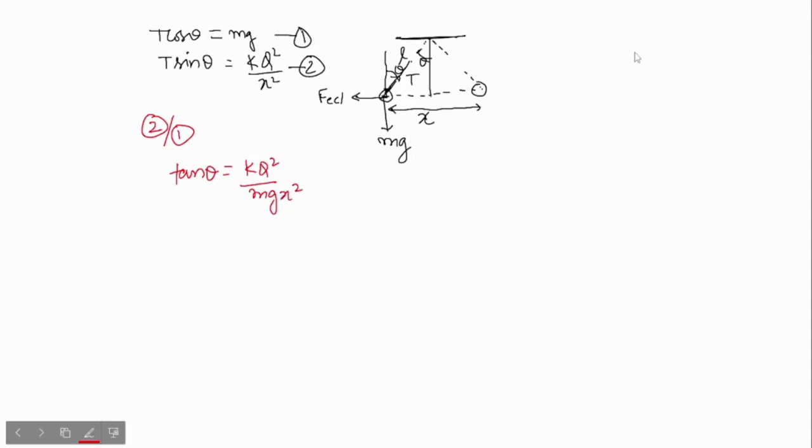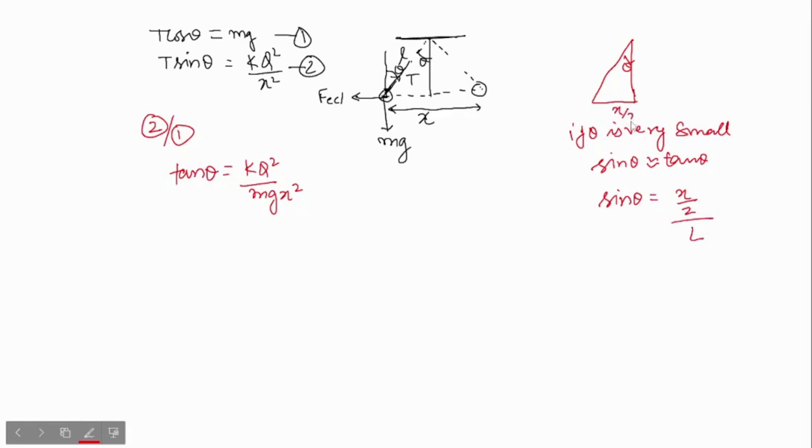Now if you look at this triangle, if theta is very small, then the value of sin theta will be approximately equal to tan theta. You already know this. From this triangle, sin theta is x by 2 over L. This length is x by 2, and this length is L. And this is approximately equal to tan theta. So from here you will write x by 2L is equal to k q square over mg x square.